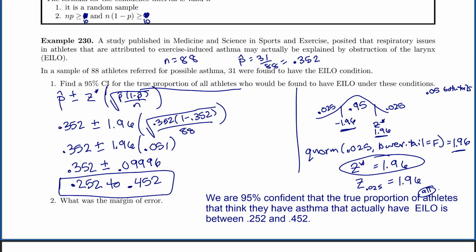Now, what was our margin of error? Remember, the margin of error is the part that you add and subtract, is how much you think you're probably off by. So you just go back up to your calculations and see how much you were adding and subtracting. In our case, our margin of error was 0.0996. So that's how much we were probably off by when we made our estimate.